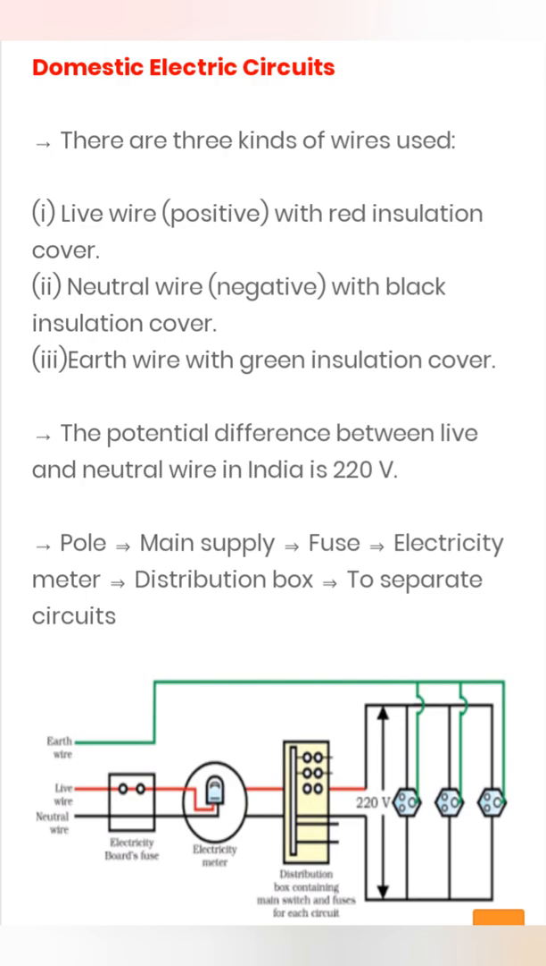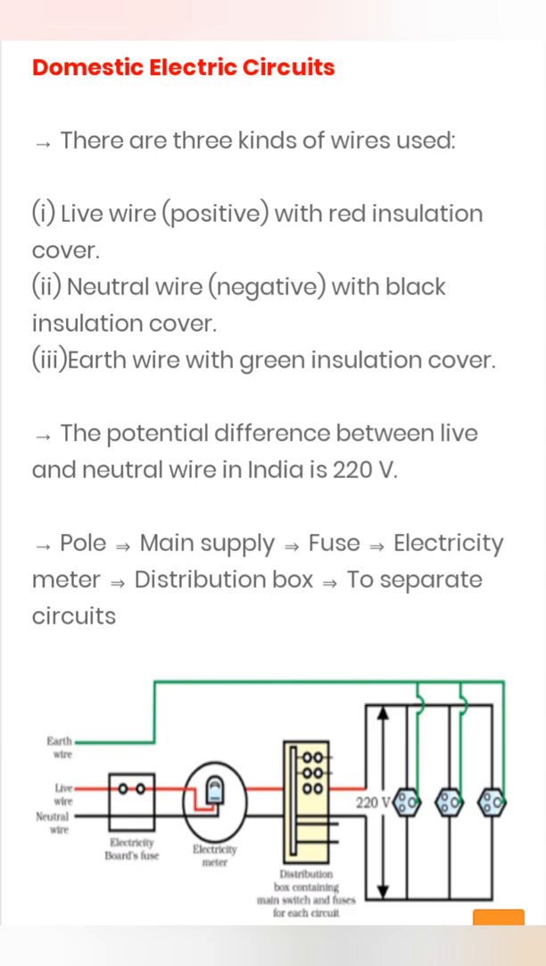Now each distribution circuit is provided with a separate fuse, like you have the MCB for the different rooms. So if there is a fault in any of the circuit or in any of the room, then the circuit of the other room is still working. All the domestic circuits are in parallel.